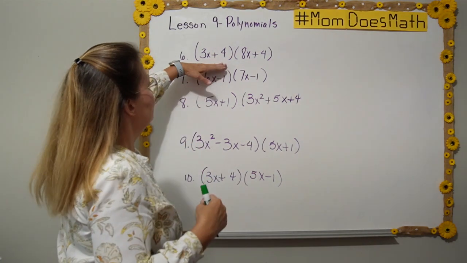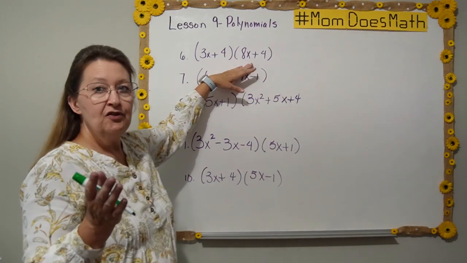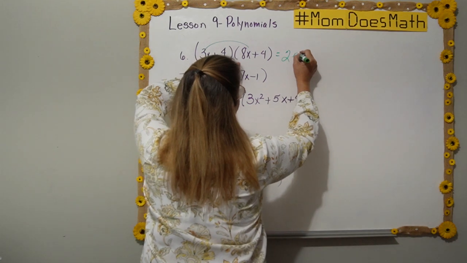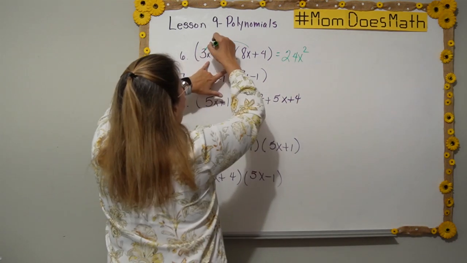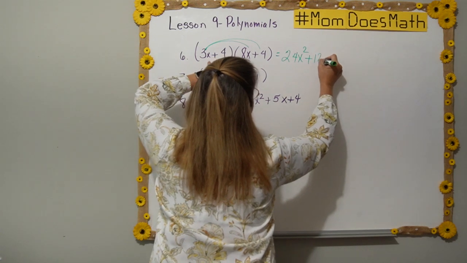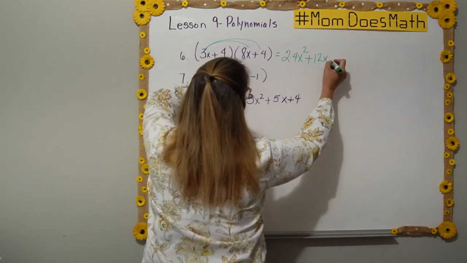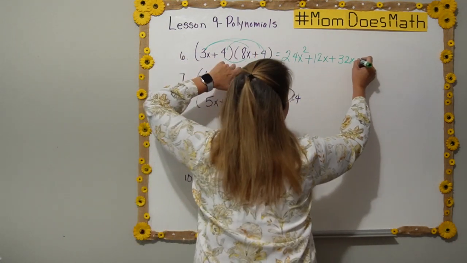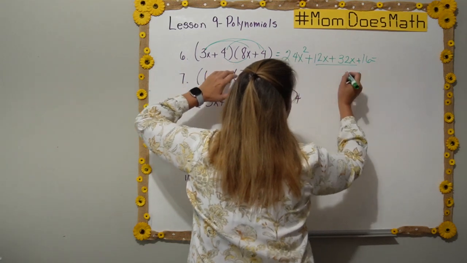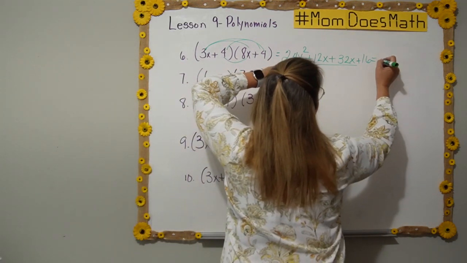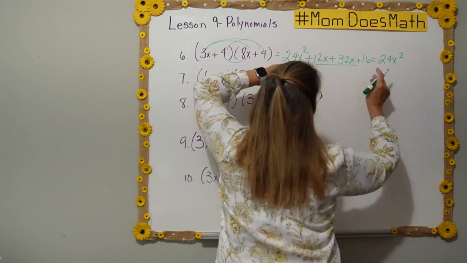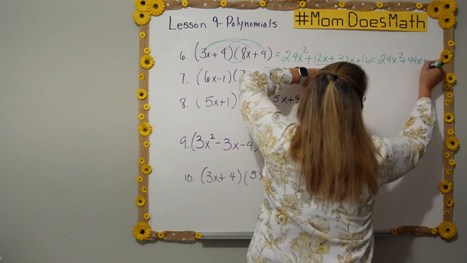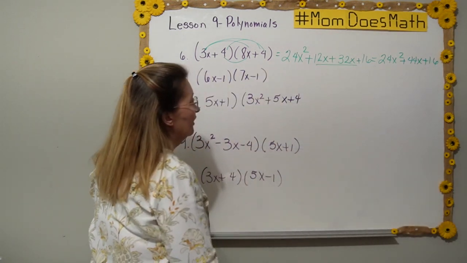And this first one, binomial times binomial, so you can use FOIL. All right, first, 3x times 8x is 24x squared. The outside is 3x times 4, so that's 12x. The inside, 4 times 8x is 32x. And then the last two, 4 times 4 is 16. And the two middle terms can be combined. So you've got 24x squared. All right, 12 plus 32 is 44x plus 16. Final answer.